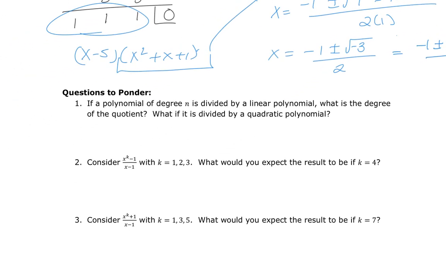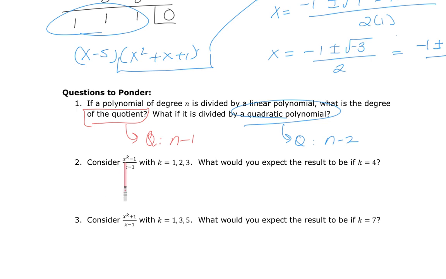Here are some questions to ponder. If a polynomial of degree n is divided by a linear polynomial, what is the degree of the quotient? What if it's divided by a quadratic polynomial? So let's answer this part first. If you have a polynomial of degree n and you are dividing by a linear, then your quotient will have n minus 1 as the degree of that polynomial. However, if you divide by a quadratic, then your quotient will have n minus 2 because you have dropped 2 powers and not just 1.